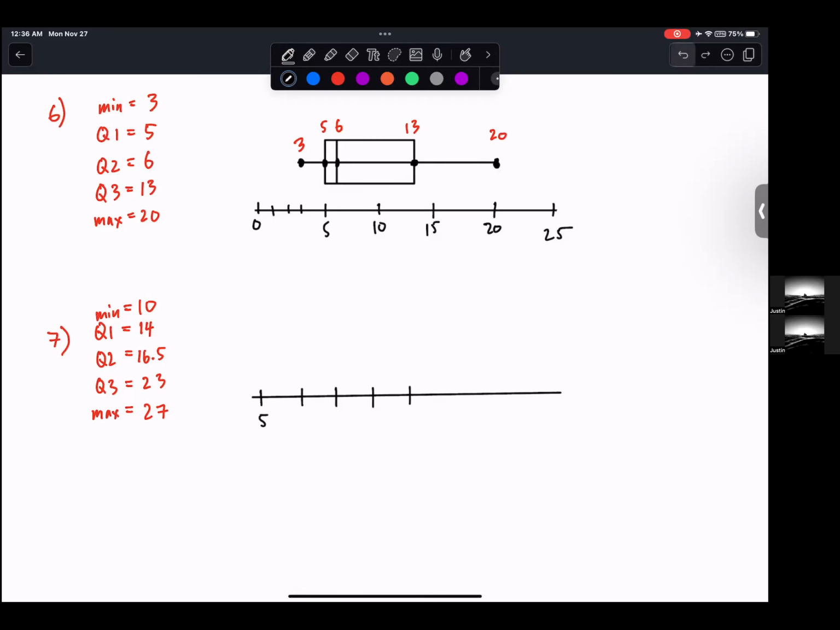Oh, maybe I should space those wider. 10, 15, 20, 25, 30. So here's 30.